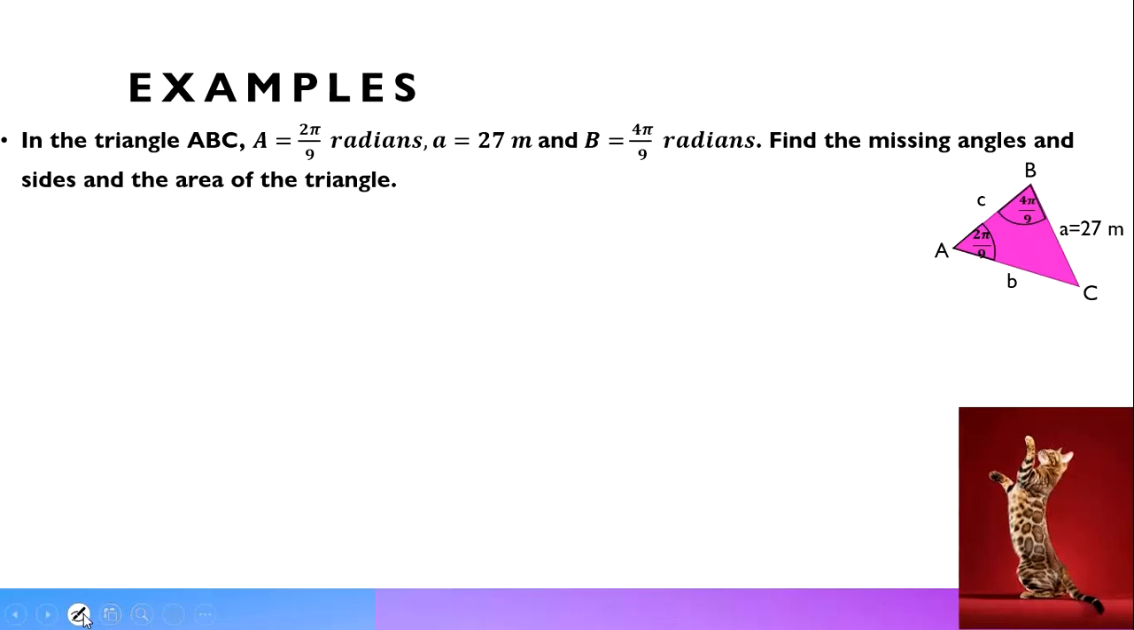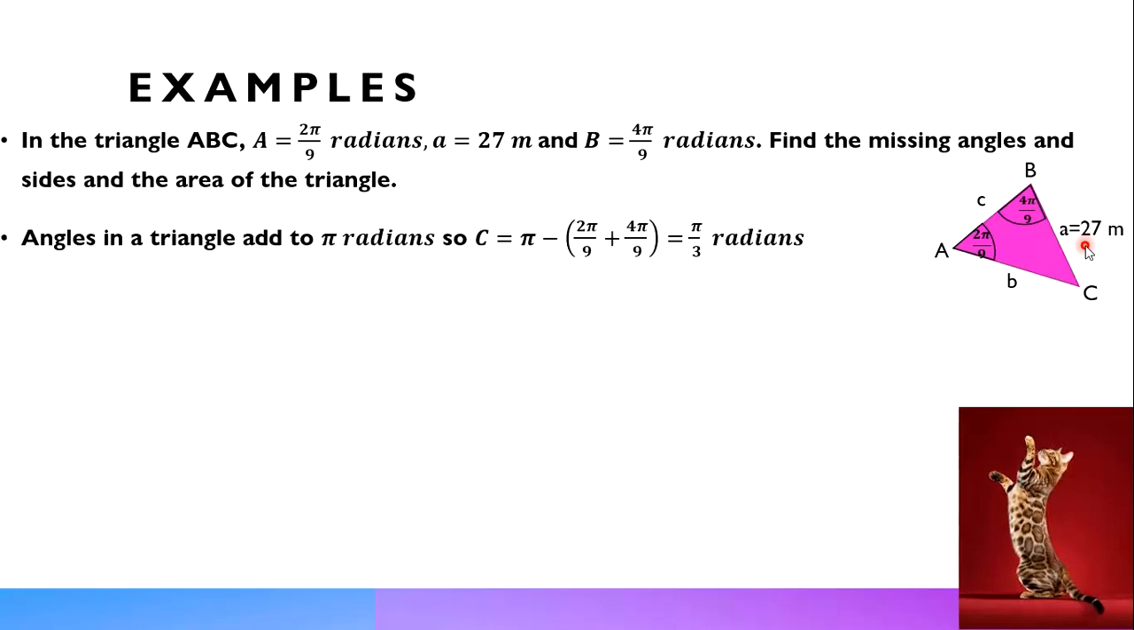Let me change back to my laser pointer. Angle B is equal to 4 pi over 9. Side a is 27 meters. It wants us to find the missing angles, sides, and area of the triangle.